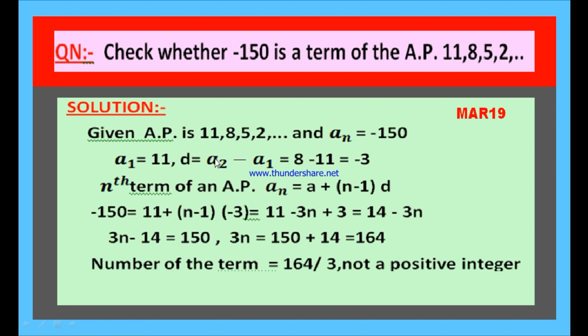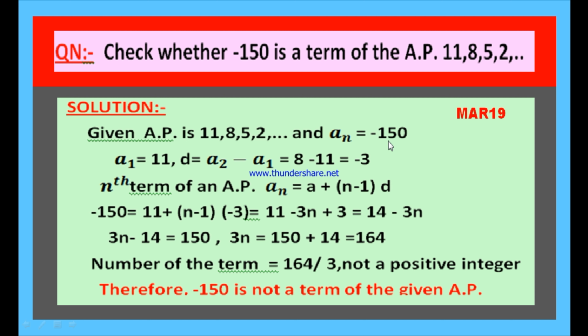Now we have the a value and we have the d value. We have to check whether minus 150 is a term of this AP or not. If you write the arithmetic progression 11, 8, 5, 2 and the next term is minus 1, like this, will you get minus 150? That is the question we have to find out.